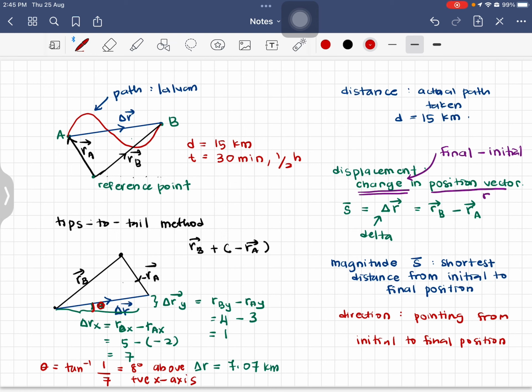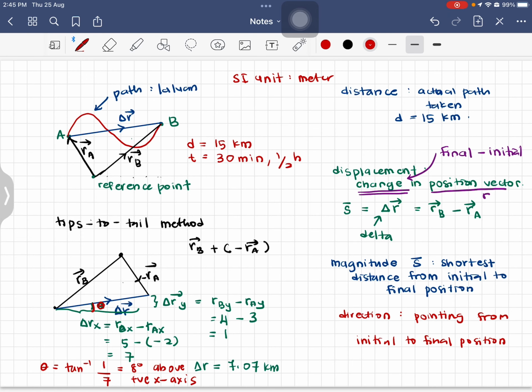Alright. Okay, this is the difference between distance and displacement. So the distance taken is 15 km and the displacement taken is 7.07. Okay, the SI unit for both displacement and distance is the meter.